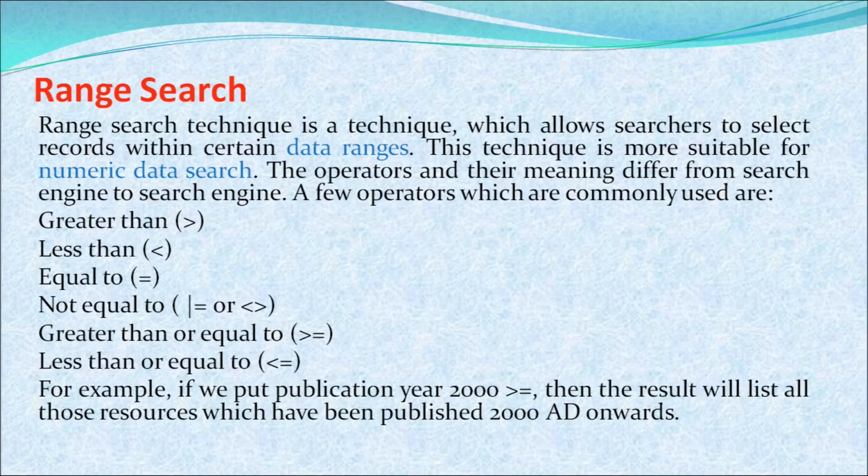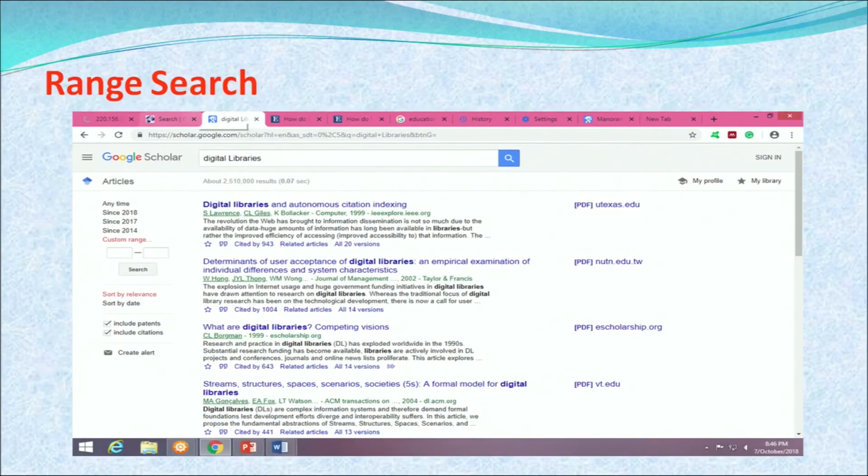The few operators which are commonly used in the range are greater than, lesser than, equal to, not equal to, greater than or equal to. These are all examples where we can put, for instance, greater than 2000 if we are searching by publication year 2000. So, we will get the publications only after the year 2000. This is the range search. This is the screenshot for the range search.